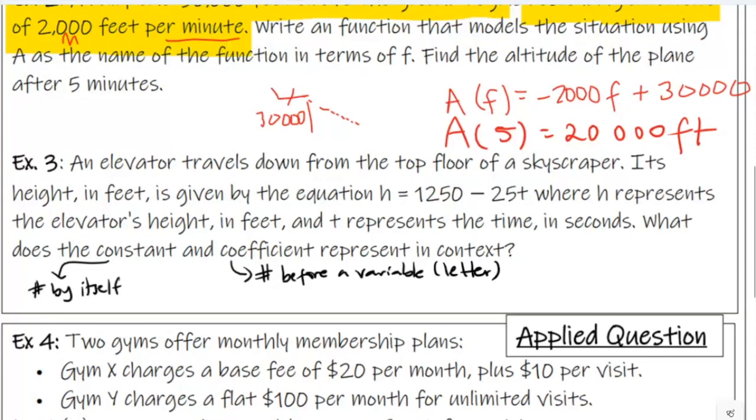All right, so basically they're just asking you to go backwards. So for example, this right here, negative 2,000, would be a coefficient because it's attached to a letter. This right here, 30,000, would be a constant because there's no letter. Let's practice.